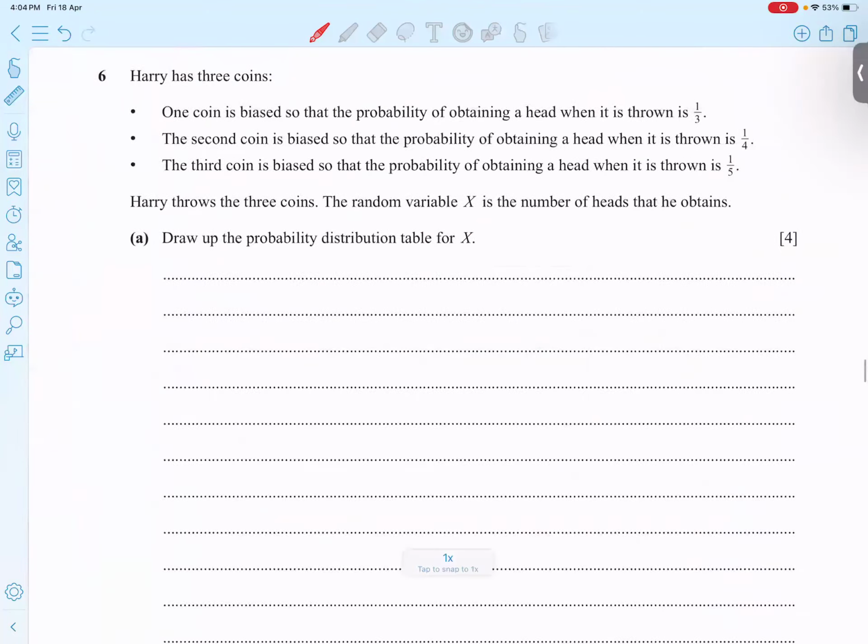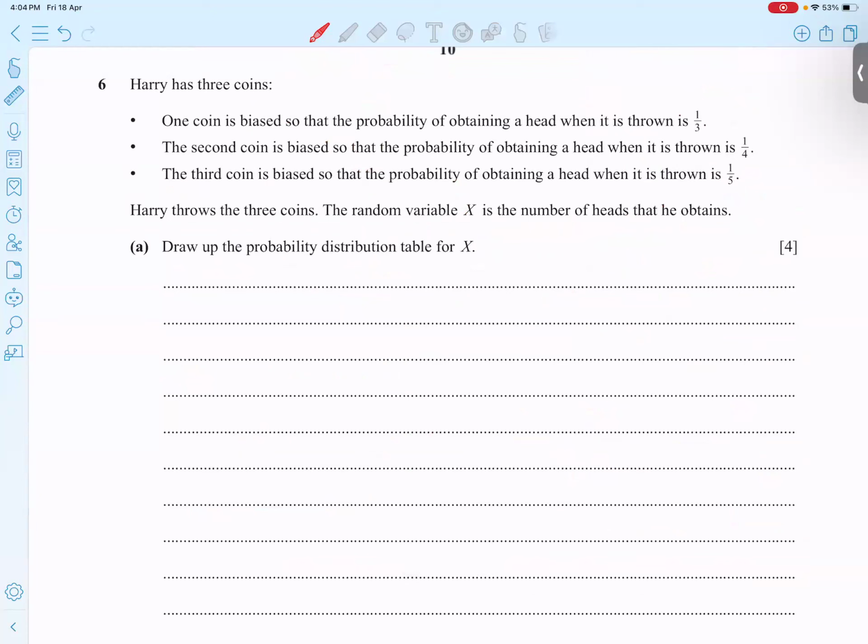Next question, we have number 6. You can see here, Harry has 3 coins. One coin is biased, and the probability of obtaining a head is 1 by 3. The second coin is biased as well, and the head probability is 1/4. The third has a head probability of 1/5. So he throws all 3 coins, and X is my concern. X is what? Obtaining the heads. I will focus on head.